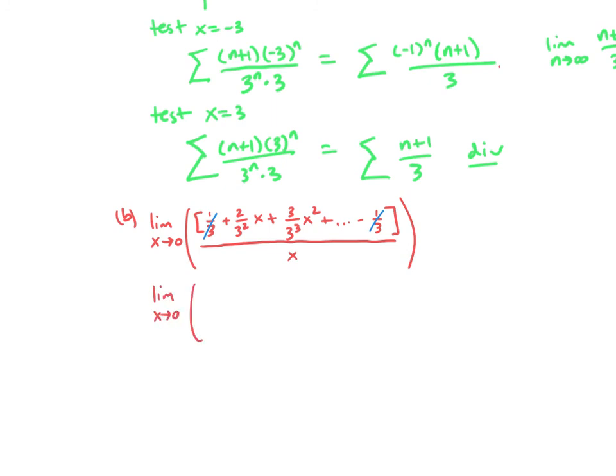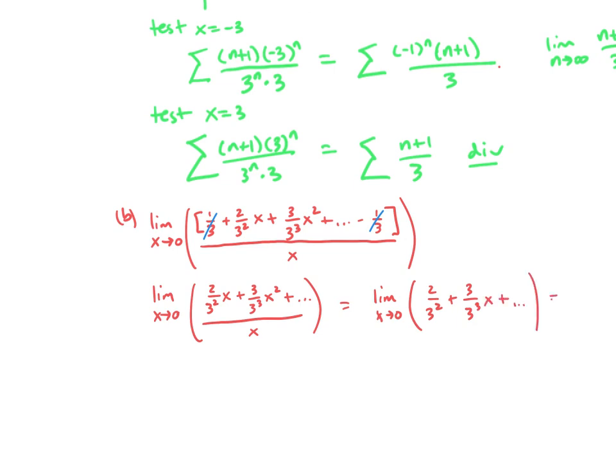and therefore the limit as x goes to 0 would simplify to 2 divided by 3 squared x plus 3 over 3 cubed x squared, and so on. We would divide every one of those by x, which leads us to the limit as x goes to 0 of 2 divided by 3 squared plus 3 divided by 3 cubed x, and so on. Remember, every term after the 2/9 has an x in it, and x goes to 0, and so your limit would be 2/9 for part B.